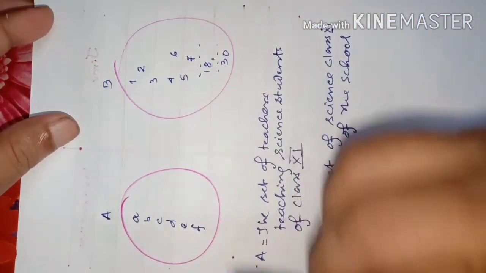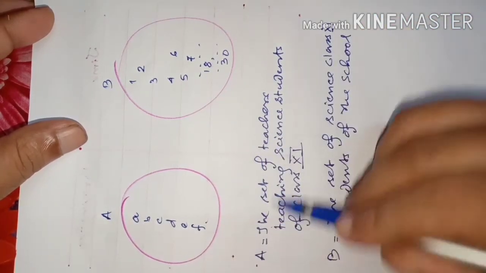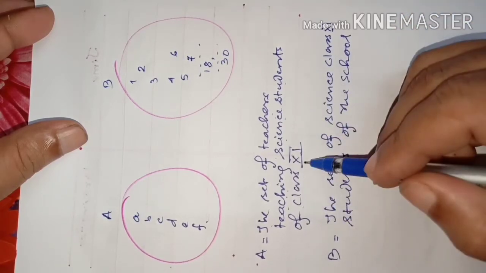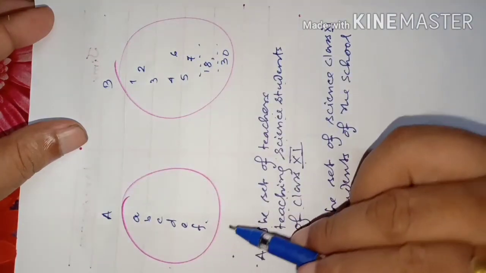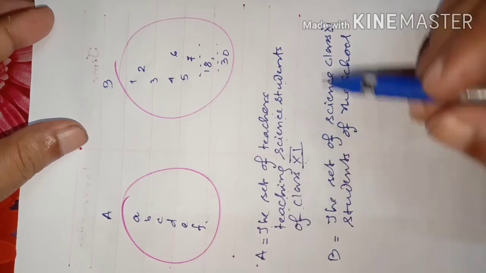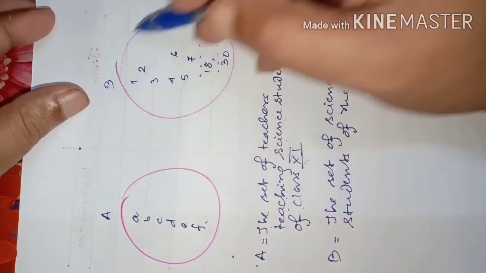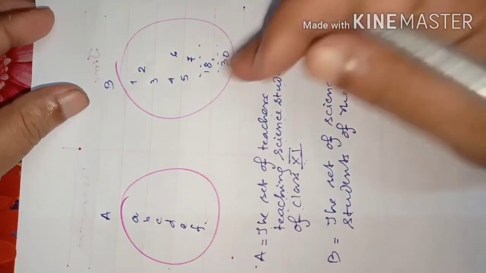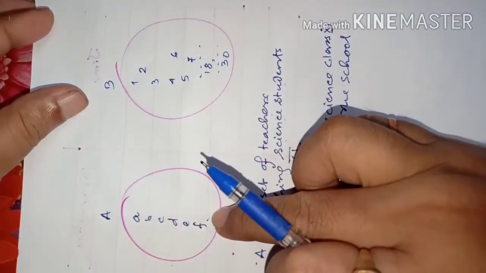See, students, suppose I have got two sets. Set A, which is the set of teachers teaching science students of class 11, that is, the set of teachers who are teaching in science class 11. And this is set B, a set of students of class 11 science. So class 11 science students are here and class 11 science teachers are here.